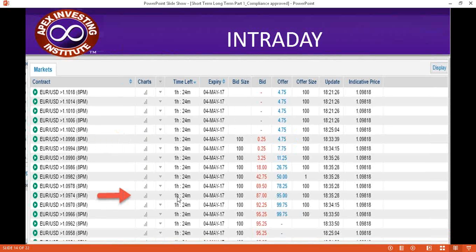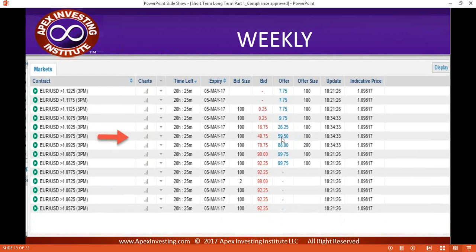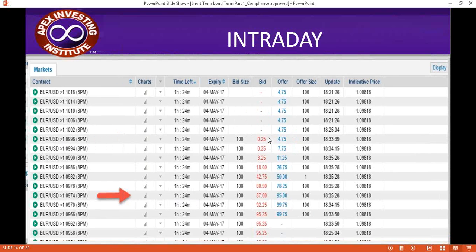But these screenshots were taken at the same exact time, by the way. But this one only has an hour and 24 minutes to expiration. This one, 20 hours. 975 compared to 974. Basically the same strike, right? I can buy for 59, sell for 49 with 20 hours to go. But with an hour to go, what is it? Buy for 95, sell for 87.